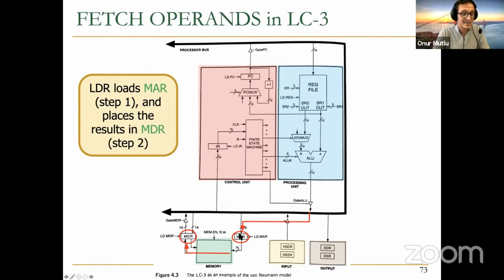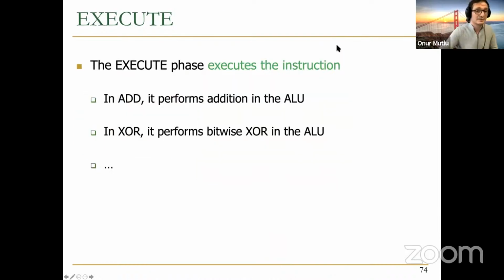Now the MAR contains the base plus offset that gets loaded into the MAR. And then the data value from memory at that location is placed into MDR. And then you get the value and place it into the register file, as we will see in a little bit. Okay, the execute phase executes the instruction.